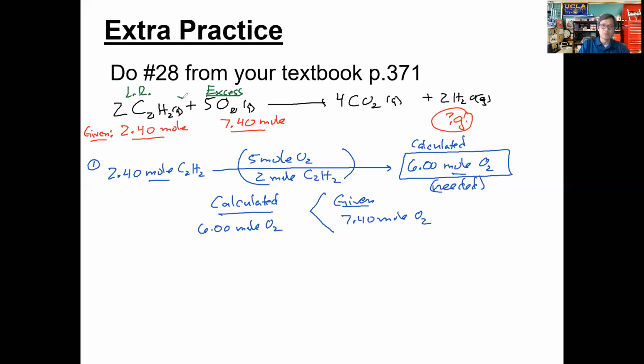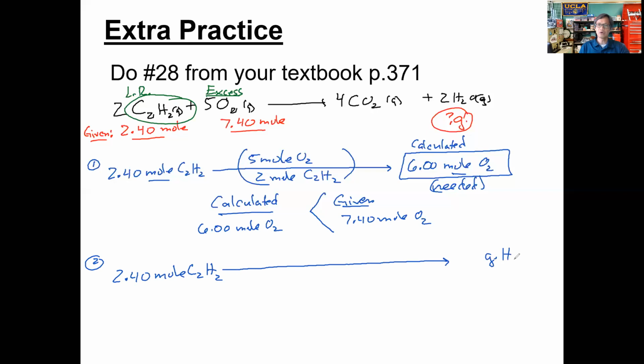This is what we need to know. We need to know that this is our limiting reagent in order to go on to the second calculation, and it's that second calculation that will answer the question: how much water will be produced? So for our second conversion, we're going to start out with this amount here, 2.40 moles of C2H2.